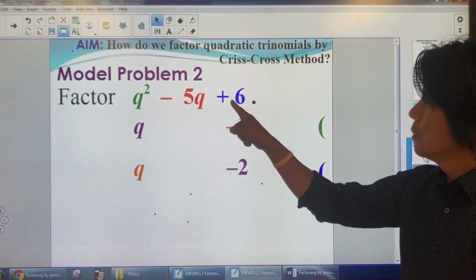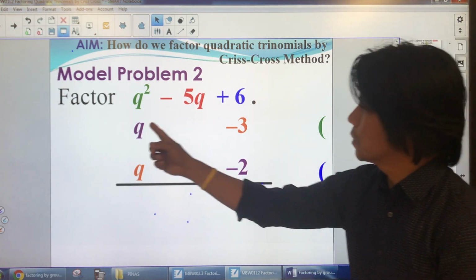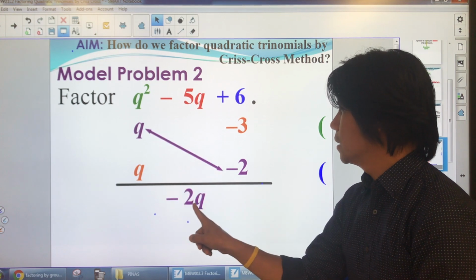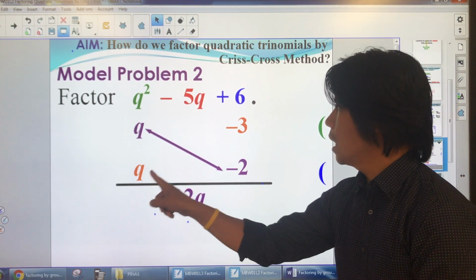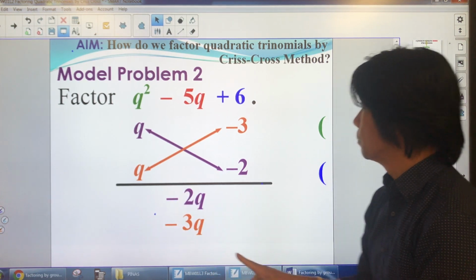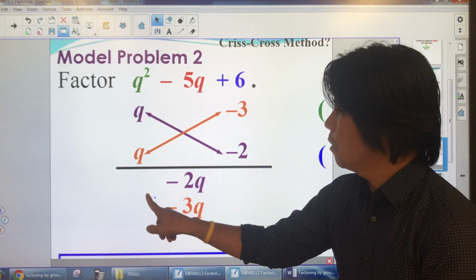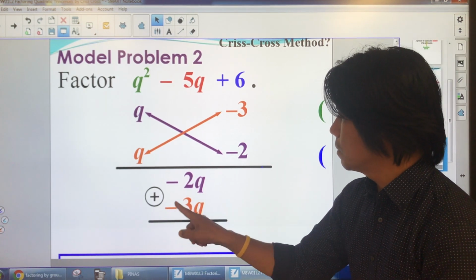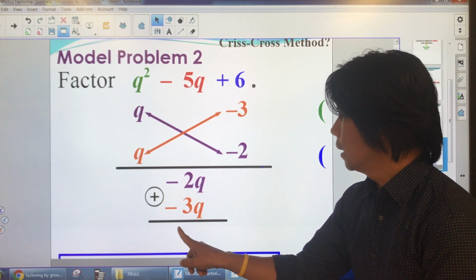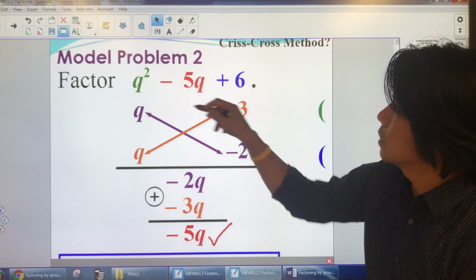2 negatives means positive. Step 3, crisscross. Q times negative 2, that's negative 2q. Q times negative 3, that's negative 3q. Right? Now what's next? Step 4, you add this up. What's the result? Negative 2q plus negative 3q, it's negative 5q, which happens to be the middle term.